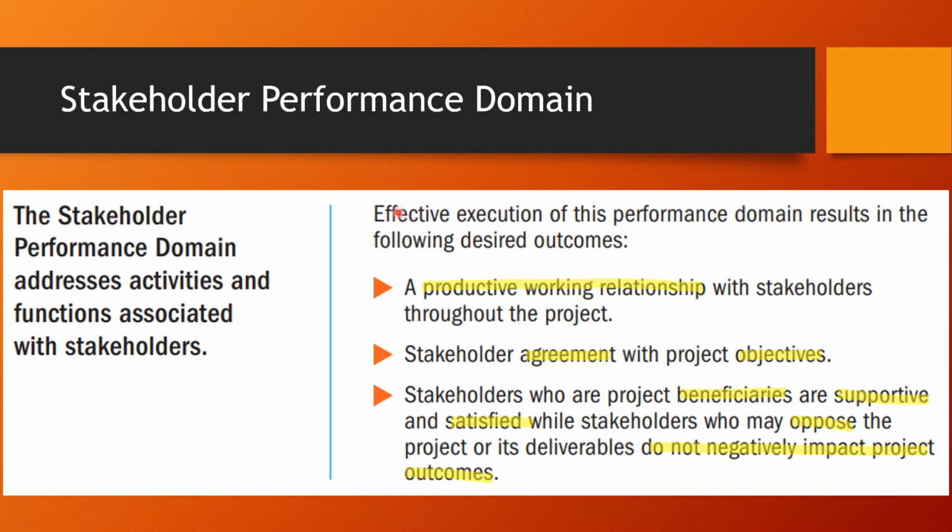If you want to ensure the effective execution of the stakeholder performance domain, there are basically 3 desired outcomes you can think of. The first desired outcome is a productive working relationship with stakeholders throughout the project. It's not only at the beginning of the project or in the middle, or while implementing and executing, or while closing the project, right? So throughout the project, maintaining a productive working relationship with all the required stakeholders.